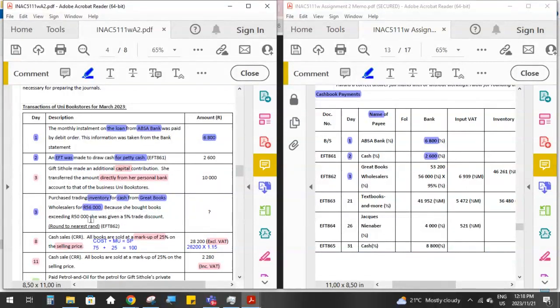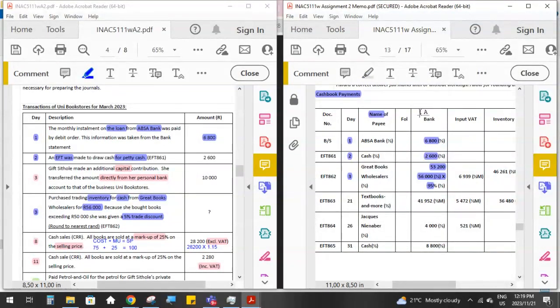But because we bought books where the total Rand value exceeded 50,000, we got a 5% trade discount, rounded to the nearest Rand, which means we didn't pay them 56,000, we paid them only 95% of 56,000, or 56,000 minus 5%. So the amount that came out of our bank account was 53,200 Rand. Okay.